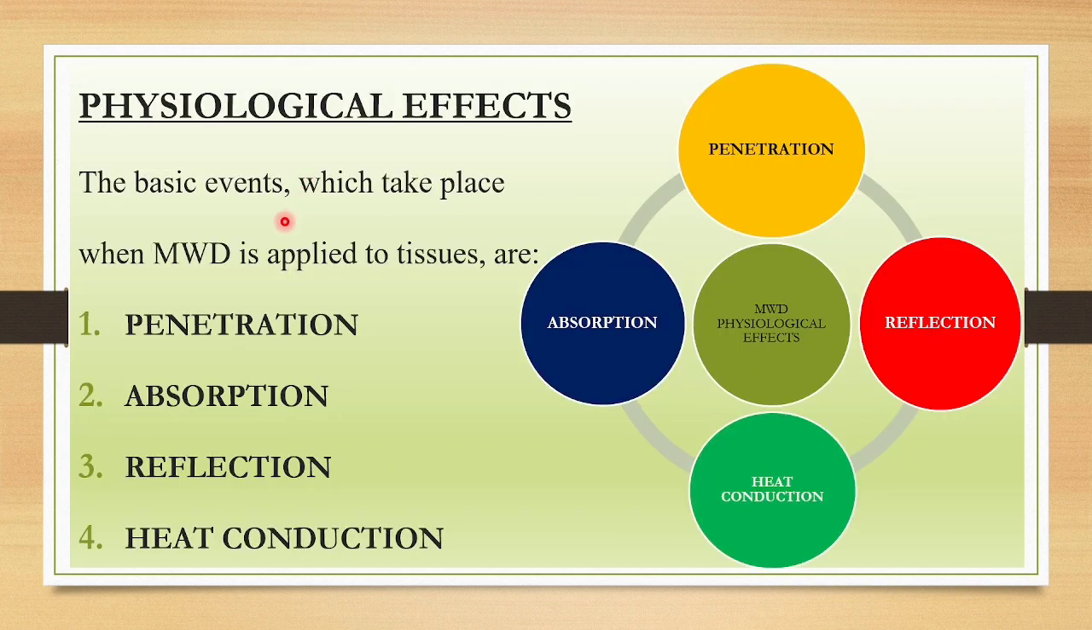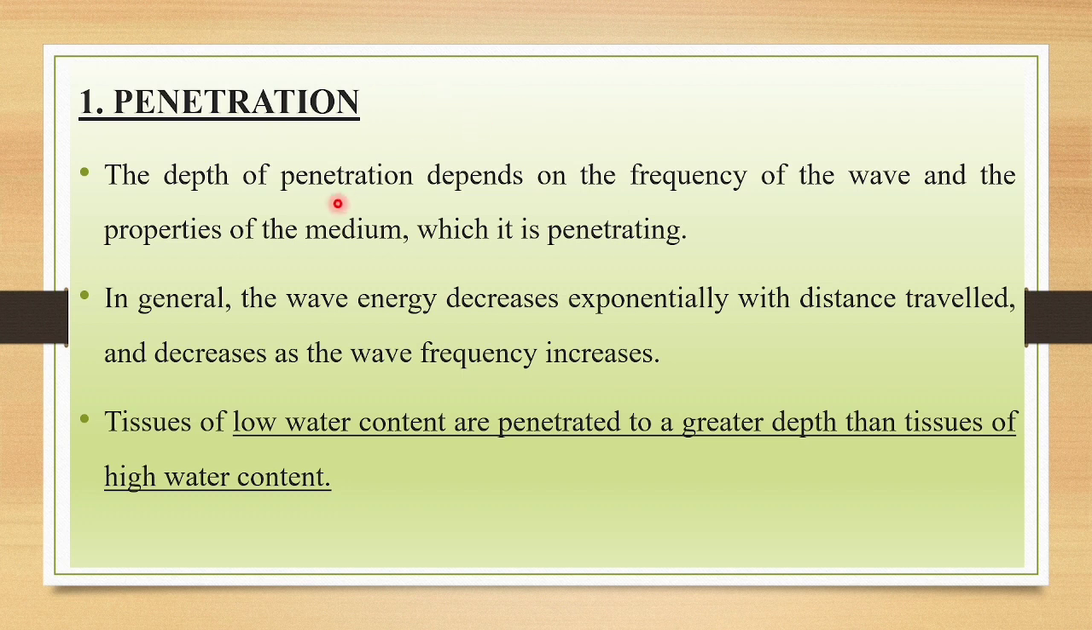And coming to the physiological effect, the basic events which take place when microwave diathermy is applied to the tissues are penetration, absorption, reflection, heat, and conduction. The first one is penetration. The depth of penetration depends on the frequency of the wave and the properties of the medium it is penetrating. In general, the wave energy decreases exponentially with distance traveled and decreases as the wave frequency increases. Tissues of low water content are penetrated to a greater depth than tissues of high water content.